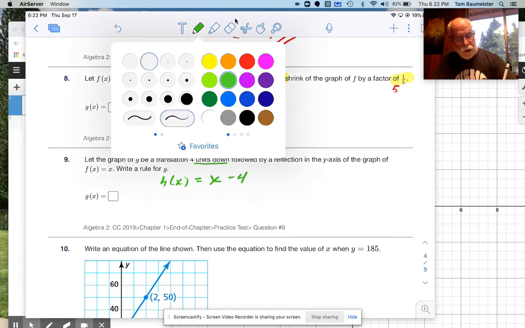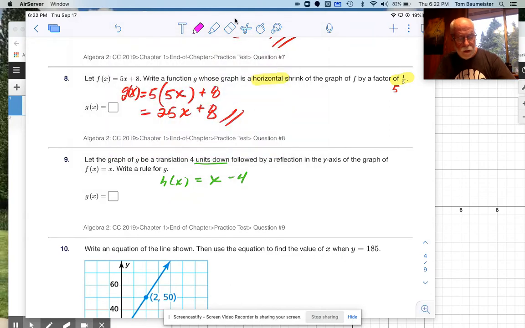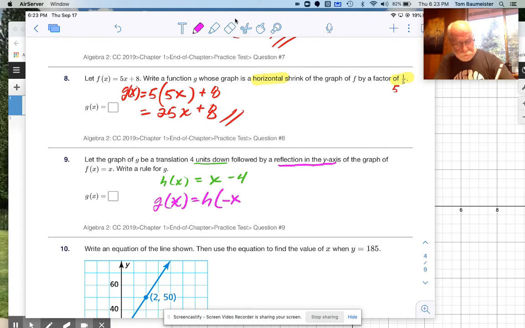Okay, now for the g of x, so the second thing they want us to do here is follow it by a reflection in the y-axis. And remember, a reflection in the y-axis means that I'm going to attach it on the inside. So g of x will equal h of negative x, since it's in the y-axis, the negative goes to the inside. So wherever I see x, I'm going to change it now to negative x. And then I'm going to still have my minus 4 there. And that's my answer for that one.